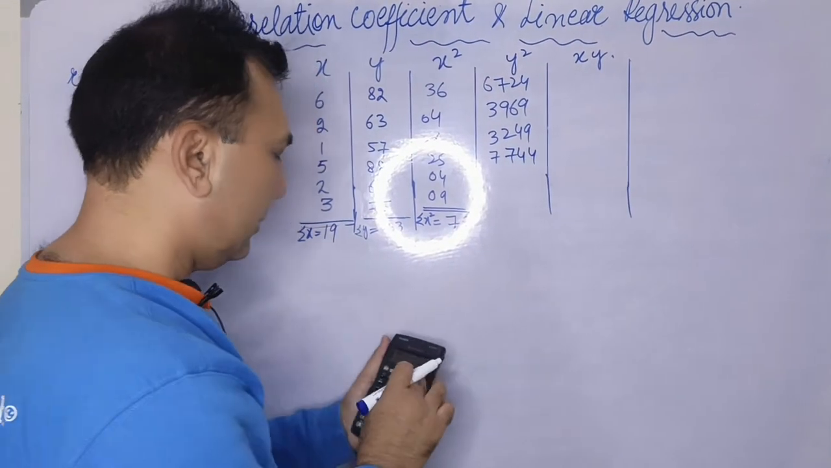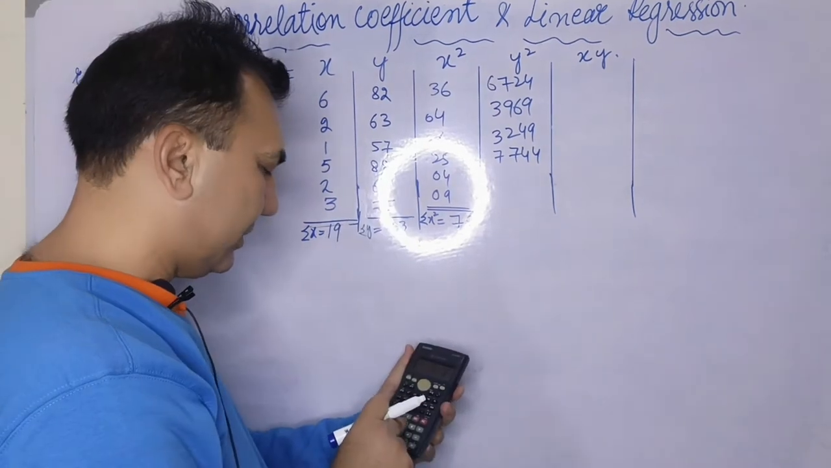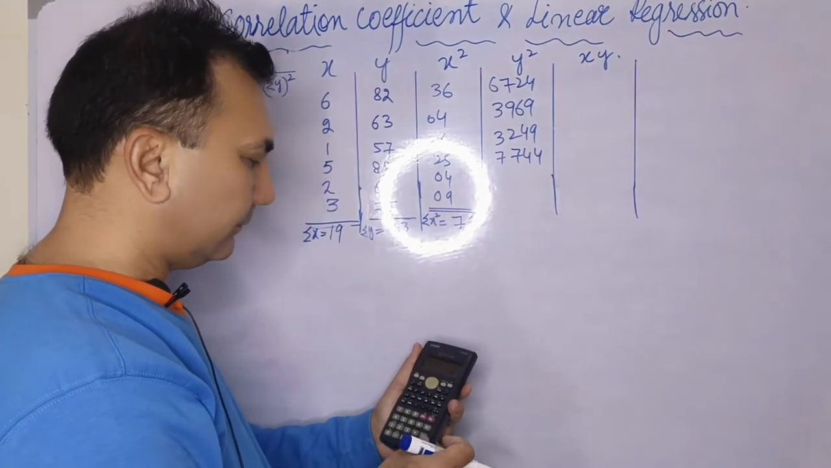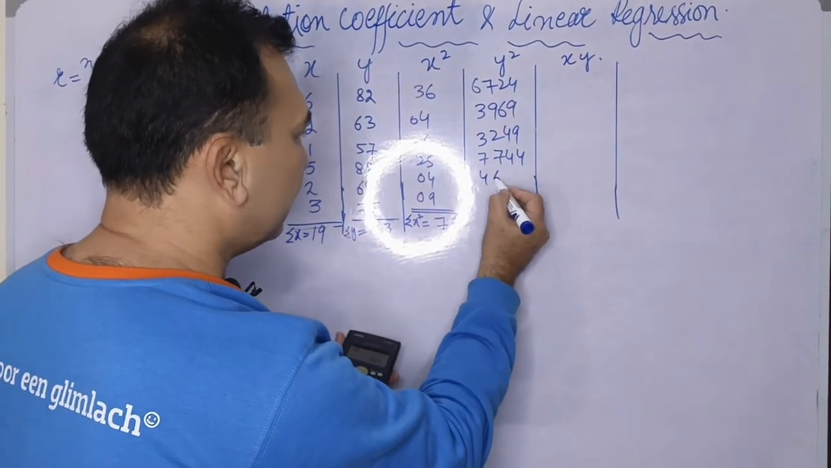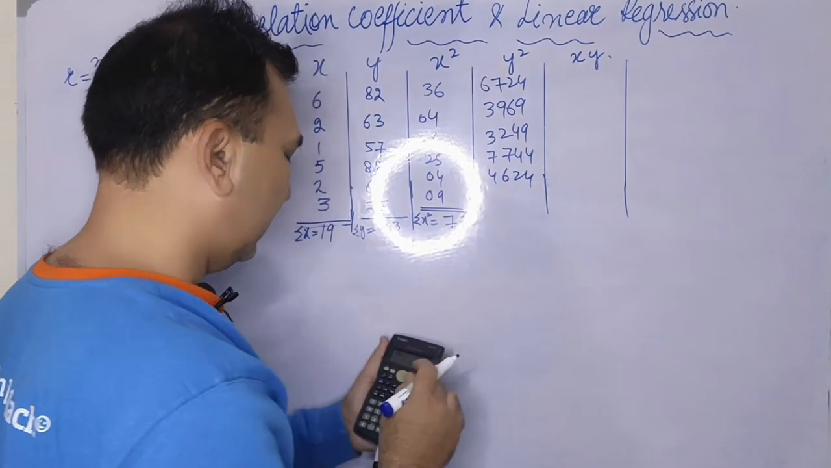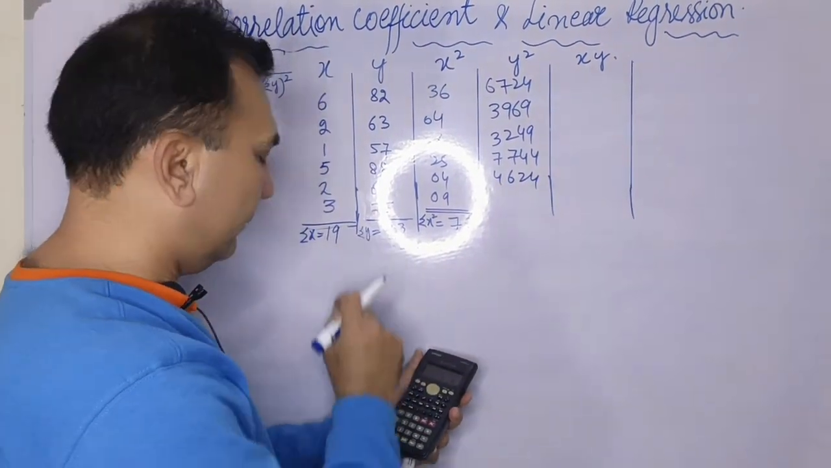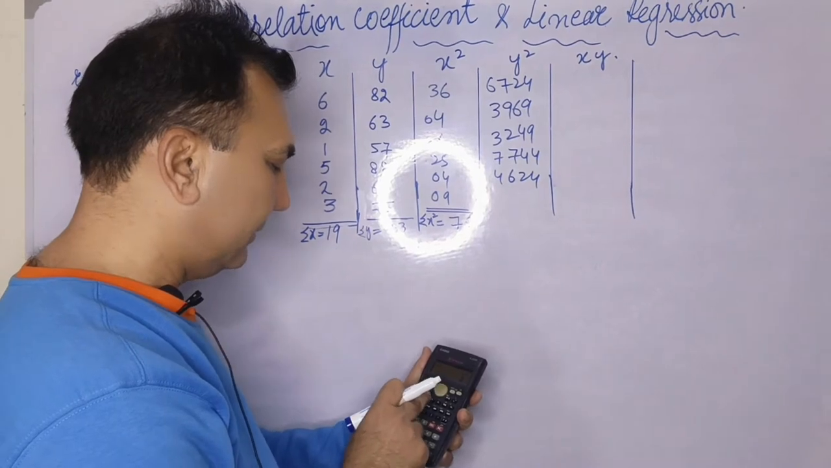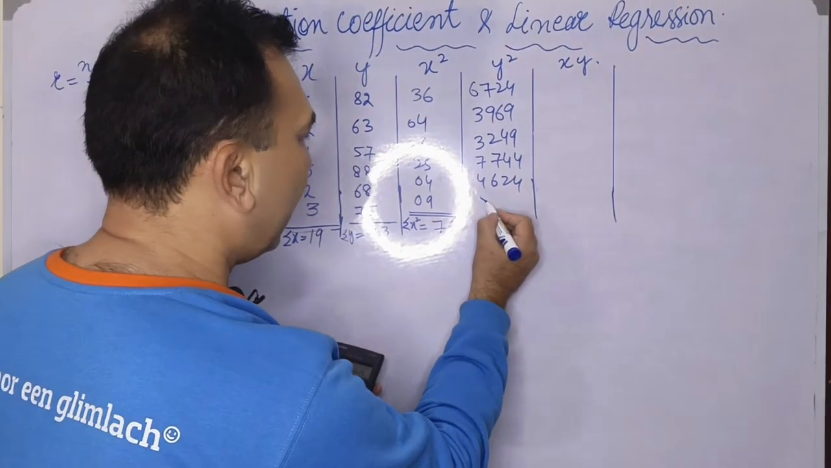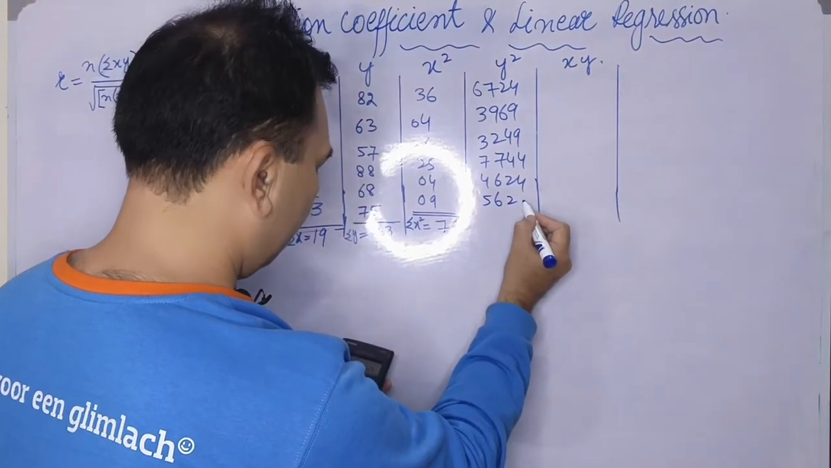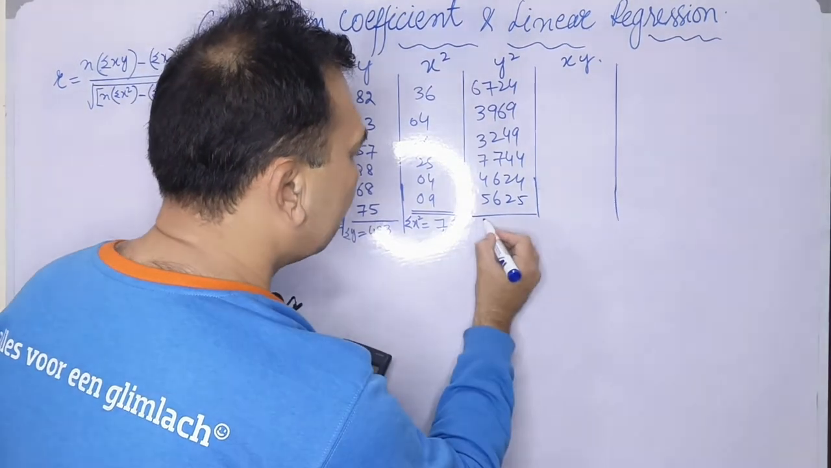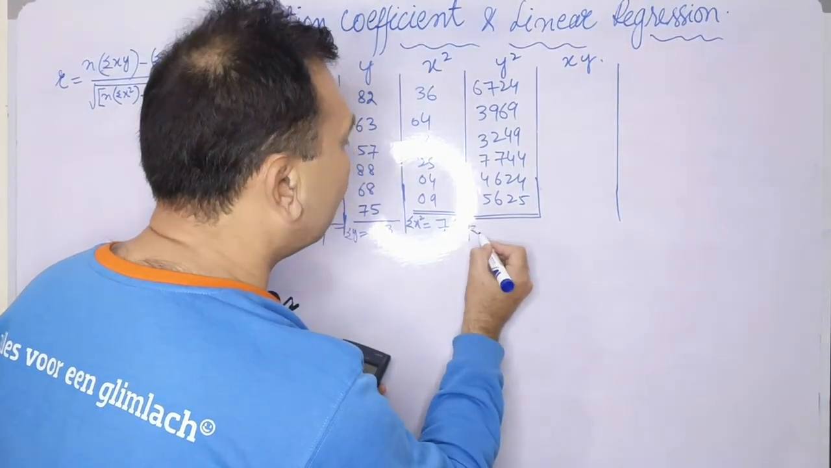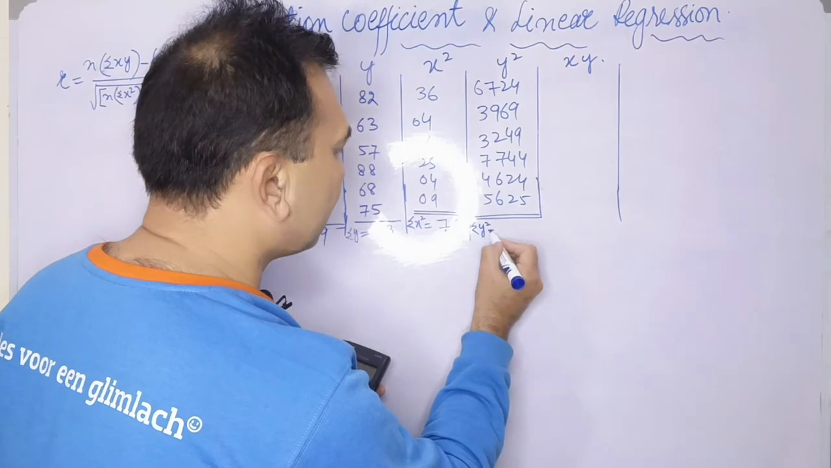Then we square the 88, it's 7744. Now we square the 68, which is 4624. Now we square the 75, which is 5625. Now we will sum up all the values of y square.